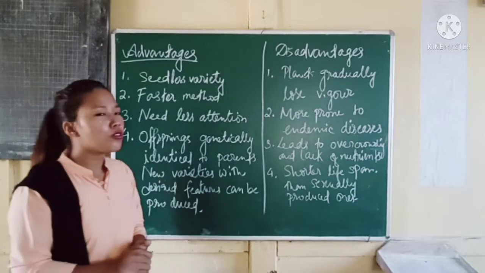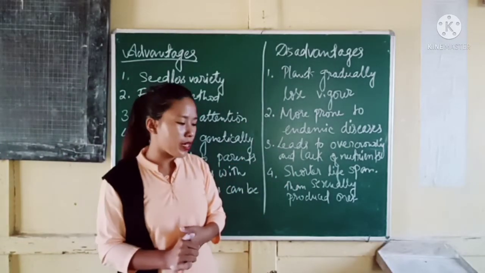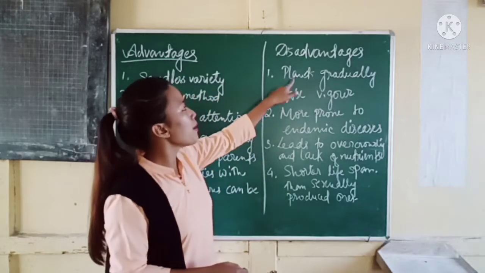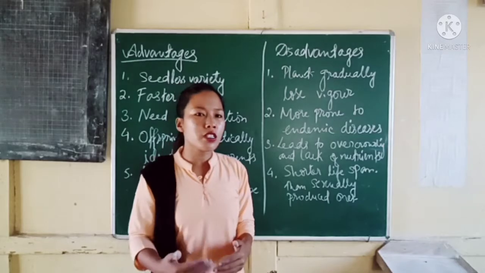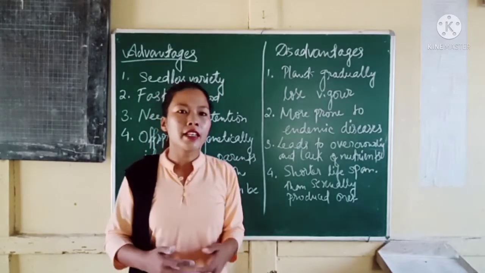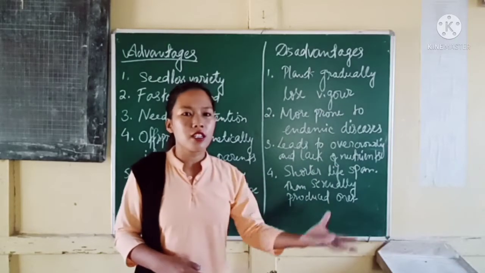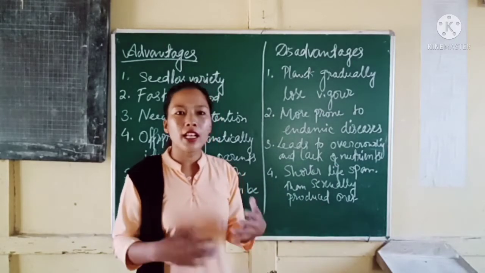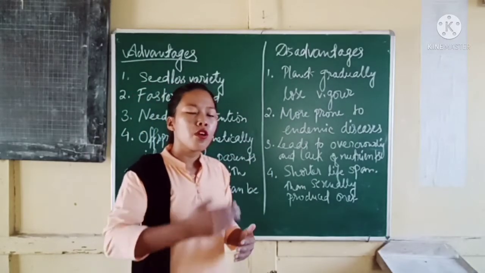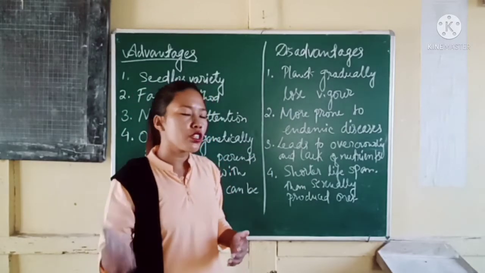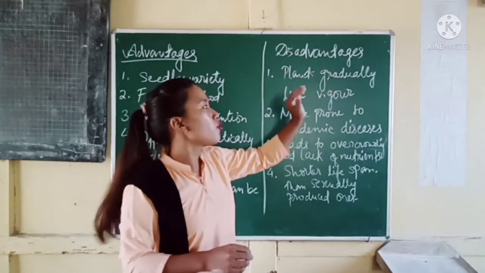Now let us go to the next one, that is, disadvantages of vegetative propagation. The first one is plants gradually lose their vigor. It means if we continue vegetative propagation, they will lose their effectivity. They will not be able to produce healthy fruits or healthy crops. If we continue for 4, 5, 6 generations with vegetative propagation, they will lose their vigor. It means they will not be effective.